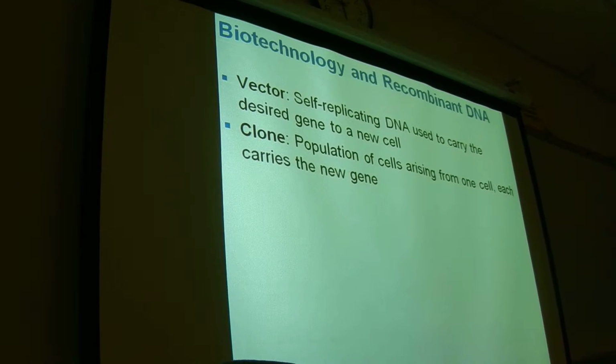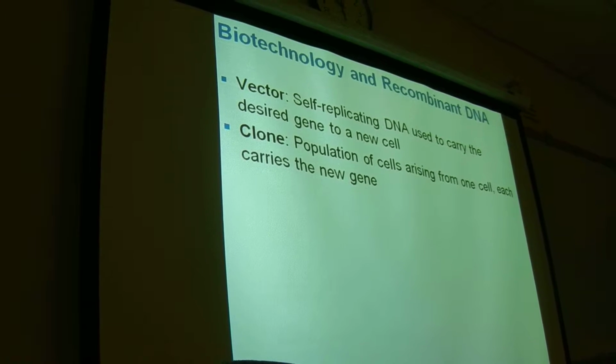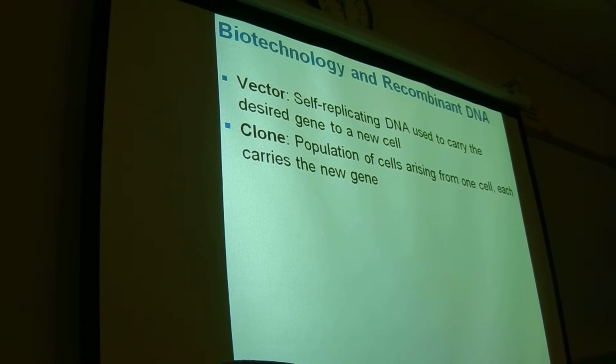Okay, vector. So we've talked about vector before. This is a different type of vector. We've talked about vector before in the sense of an arthropod, a bug that carries a disease as a vector. Here we're talking about a molecule of self-replicating DNA that is used to carry a desired gene to a new cell. Okay? A clone is a population of cells arising from this cell, each carrying a new gene. So a clone would be, you take a gene, you insert it into a vector, you put that vector into a single bacterial cell, and then you grow that bacterial cell into millions of bacterial cells that all have this gene. That population of cells would now be a clone of that original cell where you transformed your DNA.